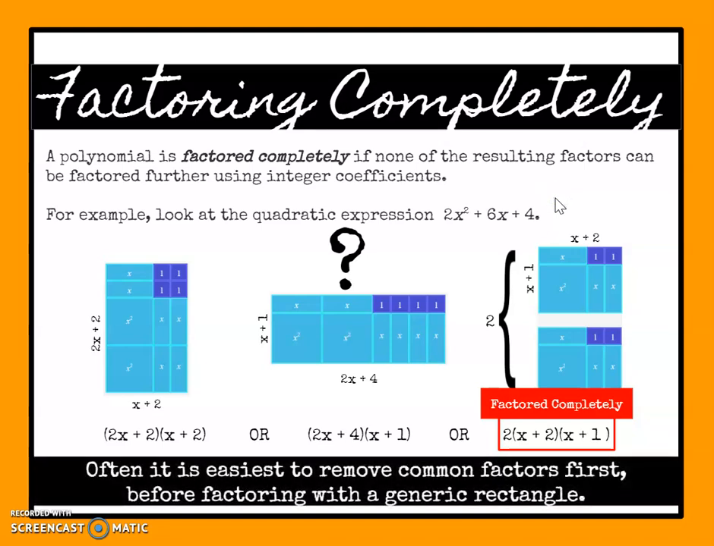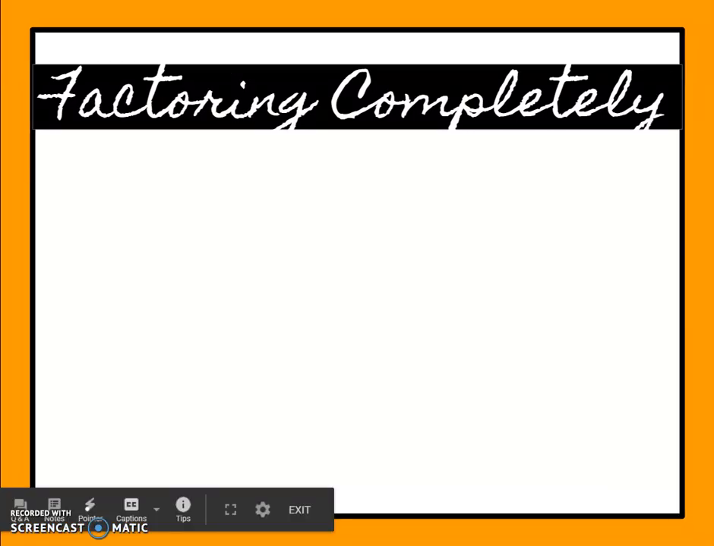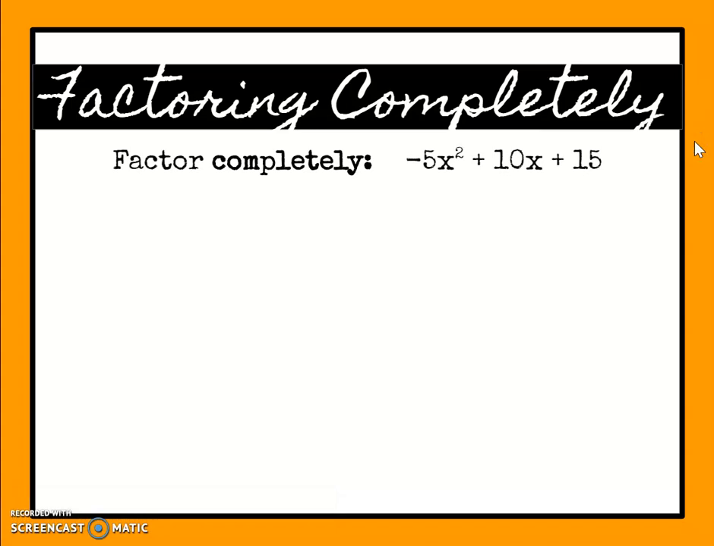Often it's easiest to remove common factors first before factoring with a generic rectangle, and this is what we're going to do for our sample problem. Alright, so let's look at one. Factor completely. Negative 5x squared plus 10x plus 15. So before we begin, we need to ask ourselves, is there a greatest common factor? And in this case, yes, there is. There's a greatest common factor of negative 5.